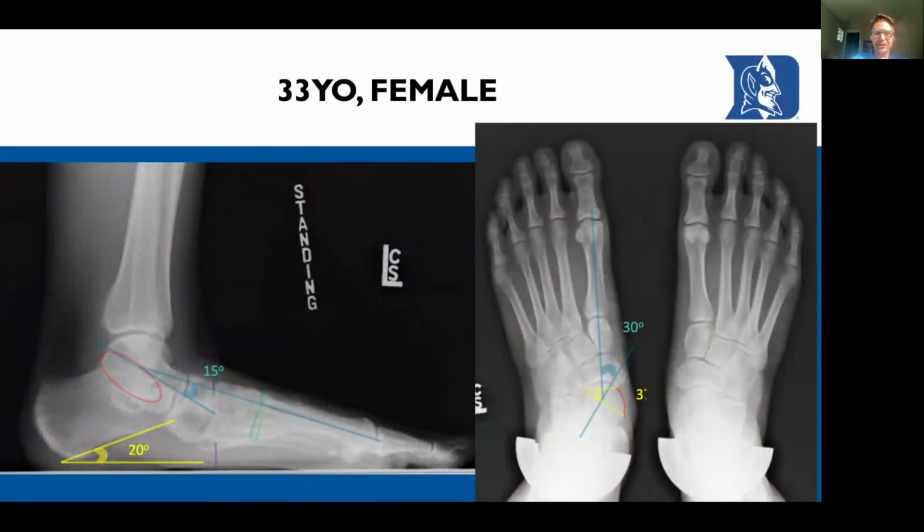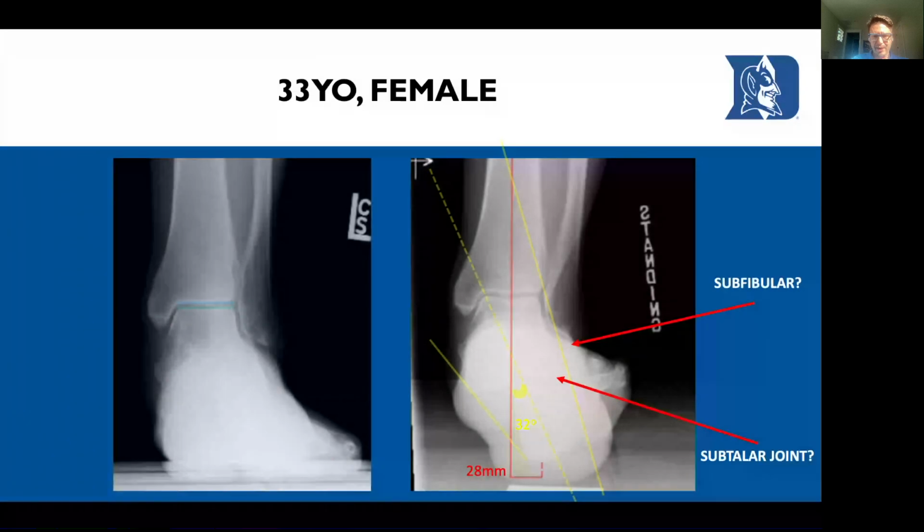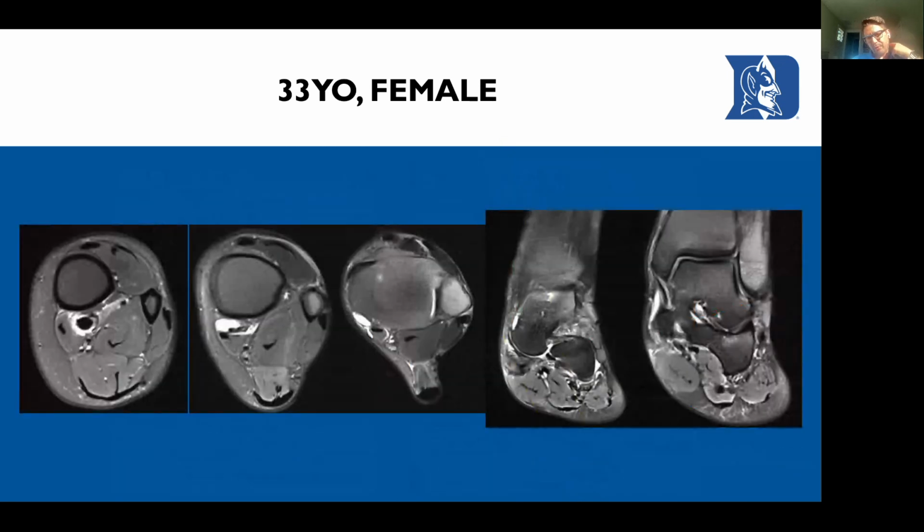You can do any measurements that you like to do. I put some measurements here: talus-first metatarsal angle, calcaneal inclination, talonavicular coverage, talus-first metatarsal in the axial plane. You can look into your ankle joint. There's no visual valgus there. You can look into your hindfoot alignment angle. I measured 32 degrees and 28 of hindfoot moment arm. What is going on in the subtalar joint? What is going on in the subfibular area? You can't really tell with the hindfoot alignment angle, unfortunately.